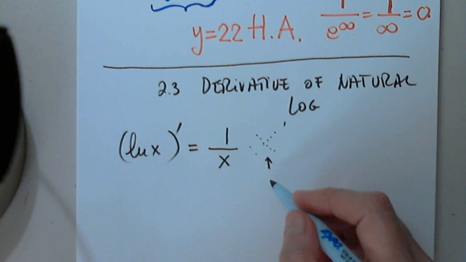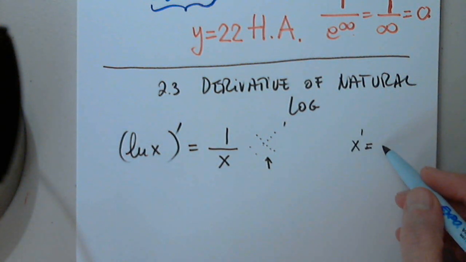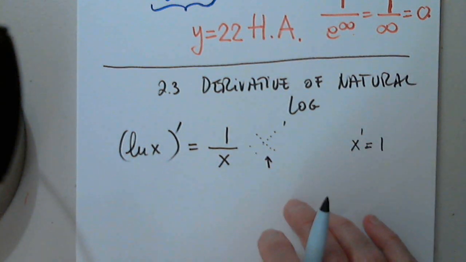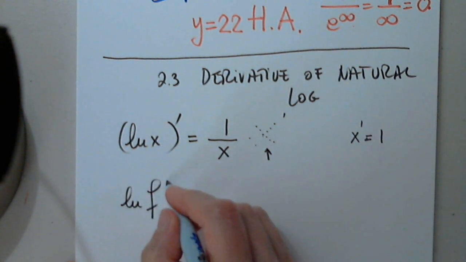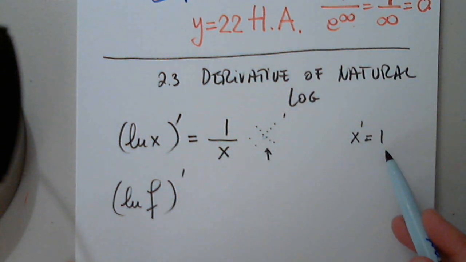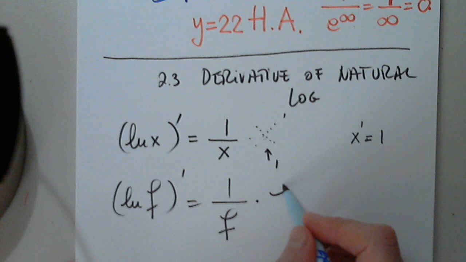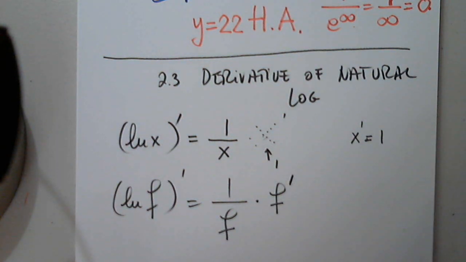Anyone? How much is x prime? 1. Thank you very much. Now, if we have natural log of a function, then this cannot disappear. Here it does because it's 1. But this cannot disappear. So this is 1 over the function times the function prime. Okay? That's all we needed to do in this section, and we just need to choose problems and practice.